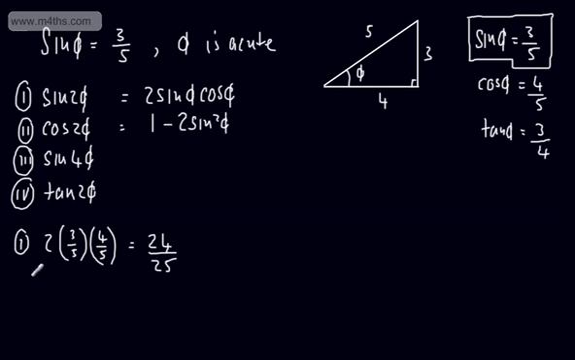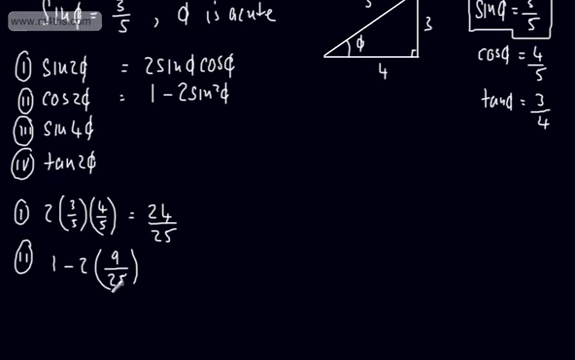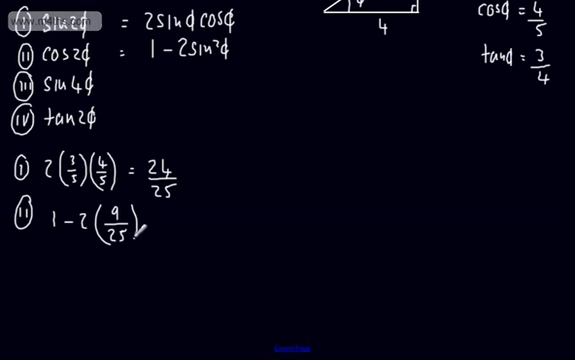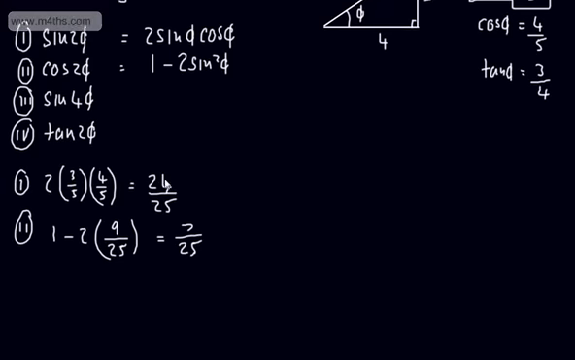So if we look now at the second one, we've got 1 minus 2 lots now of the sine, and we're going to square that. So that's going to give me now 9 over 25. So if I square that, I get 9 over 25. So we've got now 1 minus 18 over 25, which is going to give me now 7 over 25. Okay, so that's now the cos of 2 theta done.